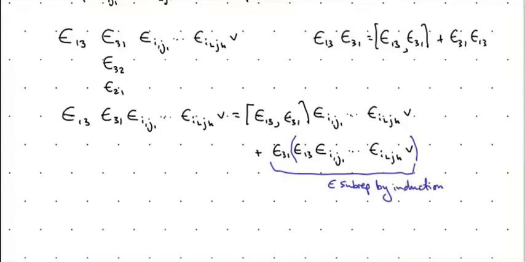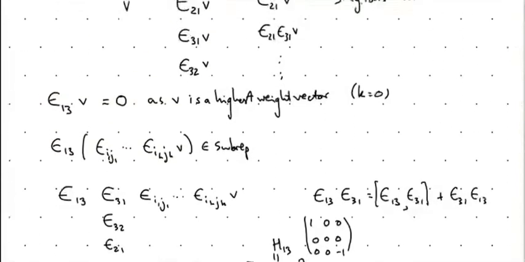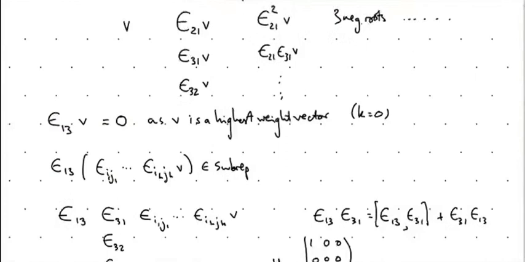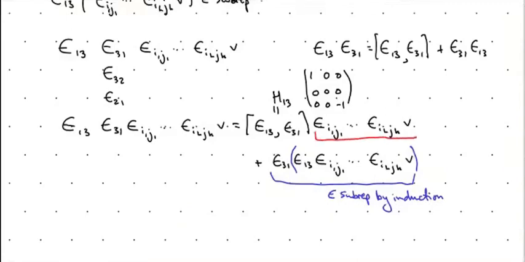Up here, E13 bracket E31, I can compute, and it turns out to be H13, which is this diagonal matrix with 1, 0, 0, 0, 0, 0, 0, 0, minus 1. That's one of my diagonal matrices, and any of these basis vectors here is a weight vector with some weight, because V was of weight lambda. Each time I apply one of these Eij, I just change the weight. I'm still a weight vector, but of a different weight. In other words, it's an eigenvector for all the diagonal matrices. So if I apply H13 to it, I just get it rescaled. So again, this guy is in the subrepresentation, and because it's a subspace, the sum of these two things is in the subrepresentation. So overall, this is in the subrepresentation.